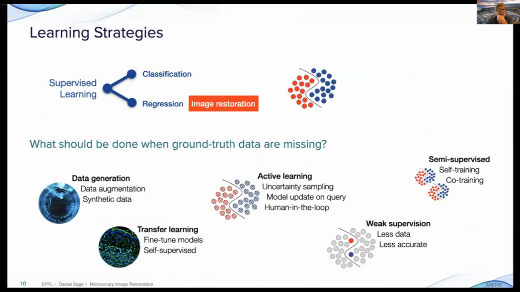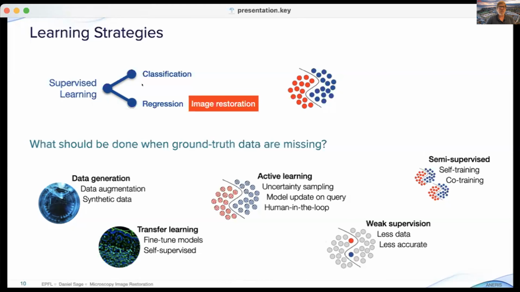Okay, no, sorry. I will also mention the kind of learning strategy that we have. So here I will speak mostly about supervised learning. In that case, there are two kinds of supervised learning. The output could be a pixel classification or a pixel regression. Pixel classification is used for segmentation, and regression is used for image restoration.